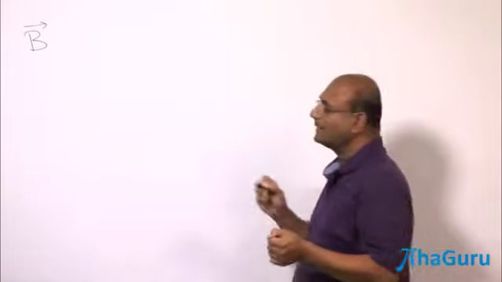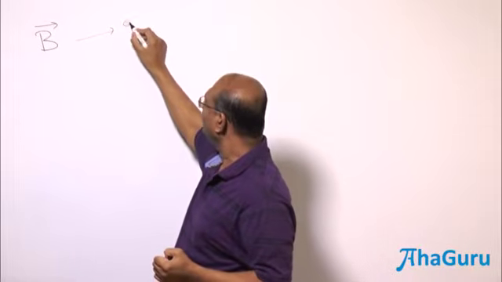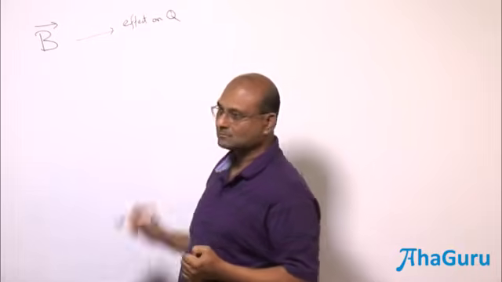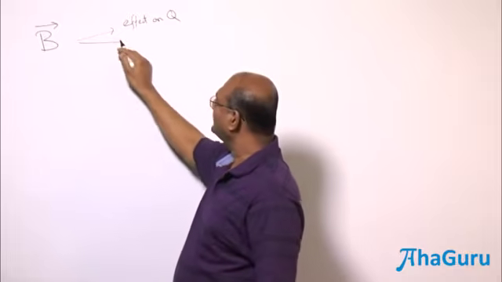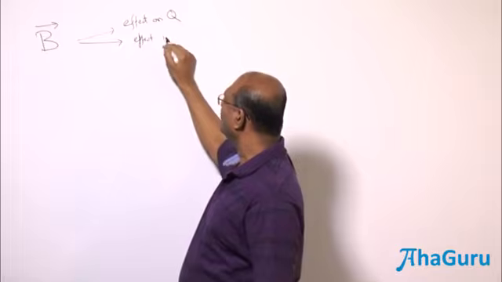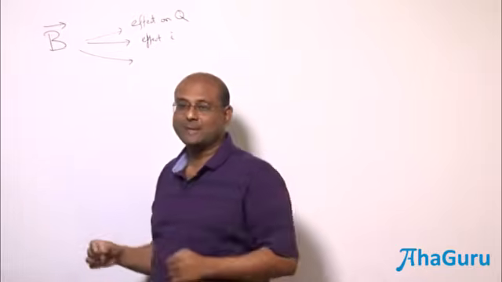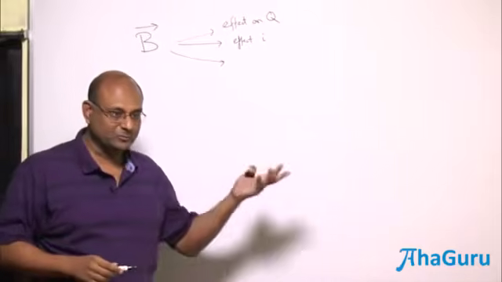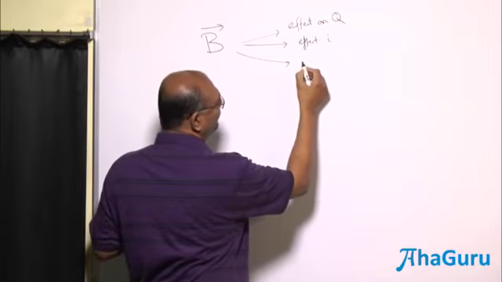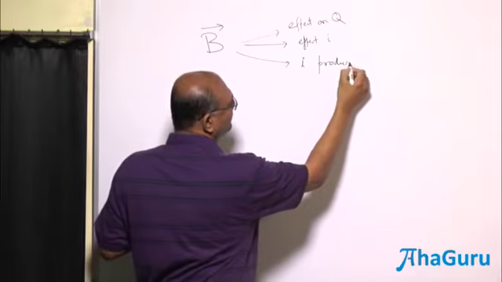One is to study the effect of magnetic field. What does it do? Effect on charges. Then we have effects of magnetic field on wires or current. Then what produces magnetic field? Currents produce magnetic field, right? So therefore, this is the second part where we have to study I, how does it produce B?